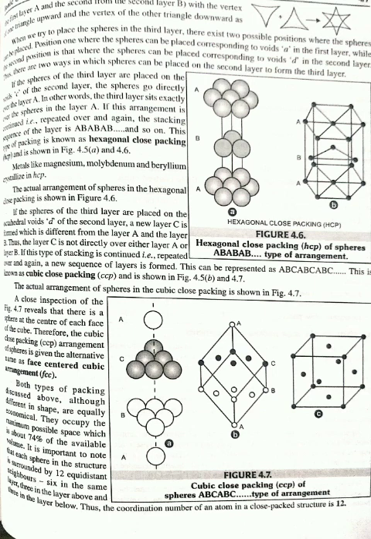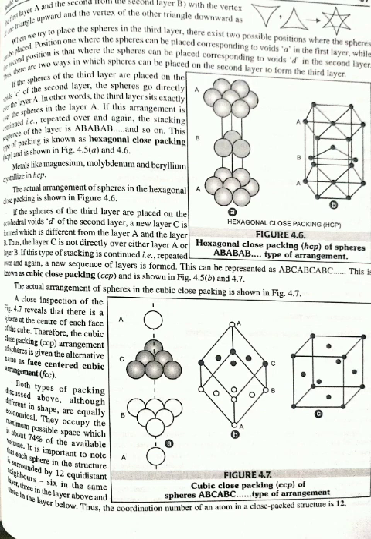If the spheres of the third layer are placed on the octahedral voids D of the second layer, a new layer C is formed which is different from the layer A and the layer B. Thus the layer C is not directly over either layer A or layer B.